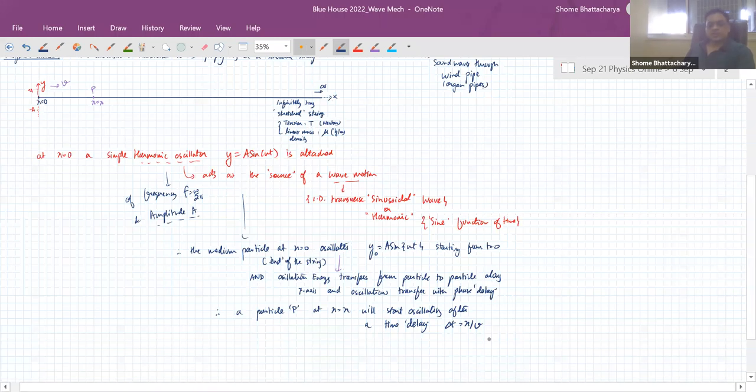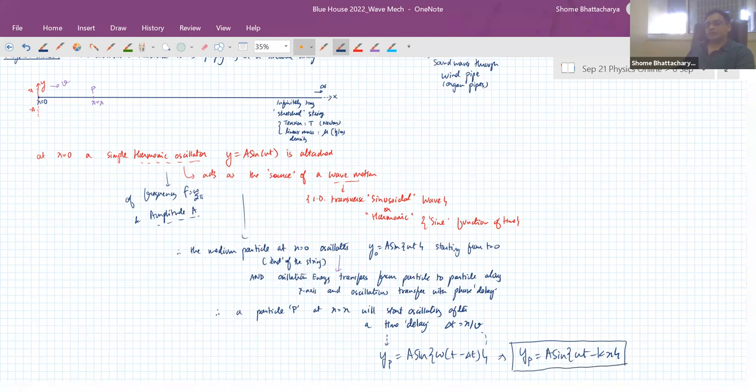So the oscillations for this particle P also start, but compared to the particle at x equal to 0, they start with a time delay of so much. Therefore, the oscillation of the particle at point P will be given by this equation, a sine omega into t minus delta t, because they've started delta t seconds later. If you substitute that here, you can see that it is a sine omega t minus kx. So this is now the equation of oscillation for the particle P, which is located at x equal to x.